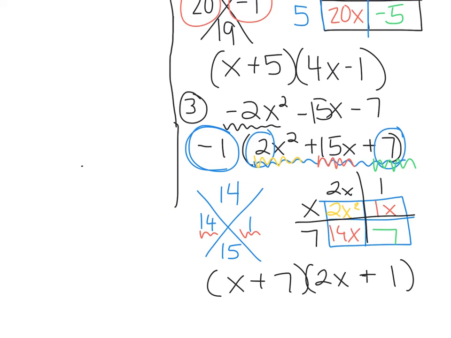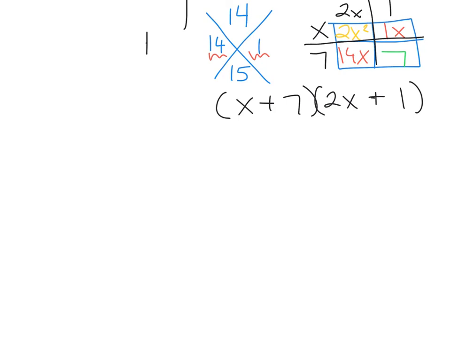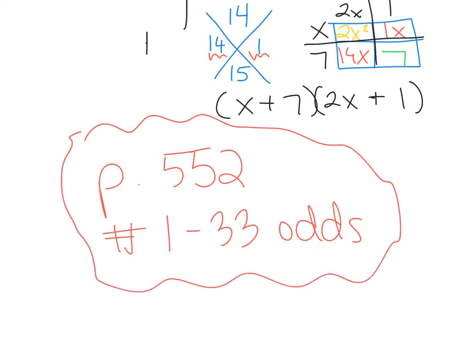All right, the bookwork that you're going to need to do on the next page that has all the X boxes drawn for you already, is going to be page 552, numbers, we'll do 1 through 33 odds. All right, make sure to do it on the page that already has the X boxes. I think there's clouds and stuff around it too.